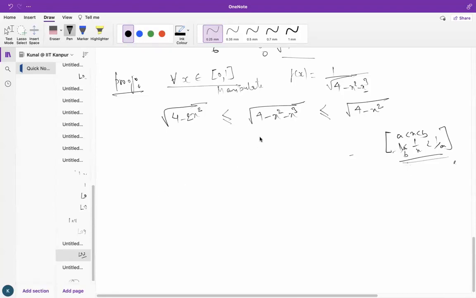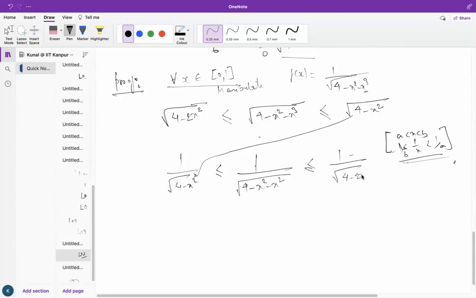So what I get from here, because our function is 1 by root under 4 − x² − x³, I just try to use it here: 1 by root under 4 − x² − x³ will be greater than or equal to 1 by root under 4 − x². I just follow this property of inequality because x varies from a to b, so 1 by x varies from 1 by b to 1 by a. And it will be greater than or equal to 1 by root under 4 − 2x².